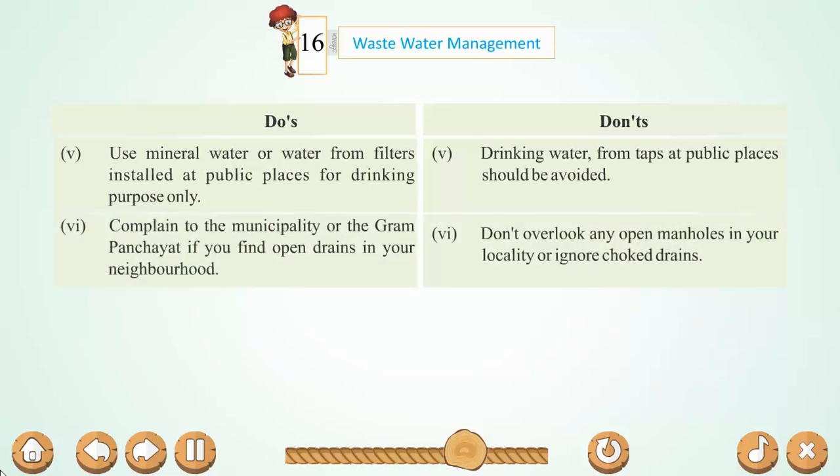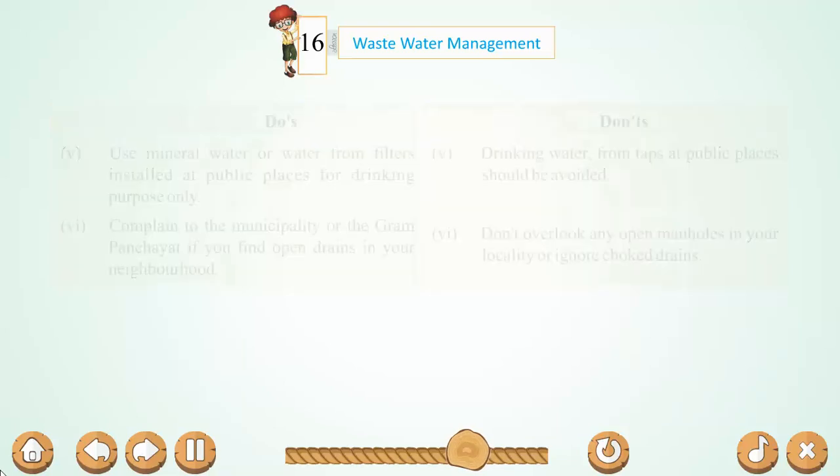Complain to the municipality or Gram Panchayat if you find open drains in your neighborhood. Don't overlook any manholes in your locality or ignore choked drains.